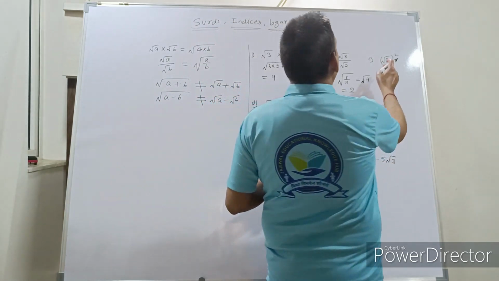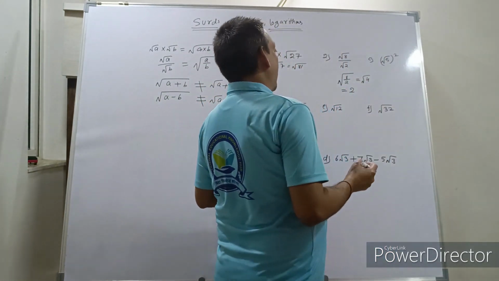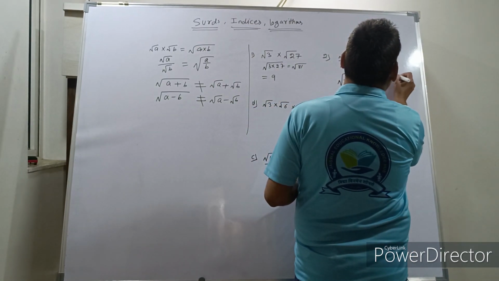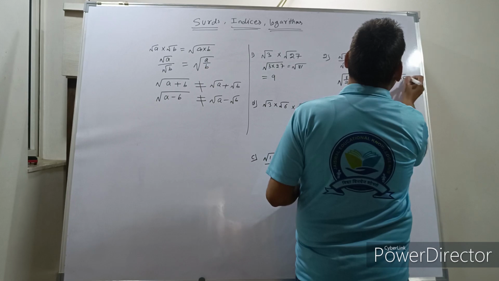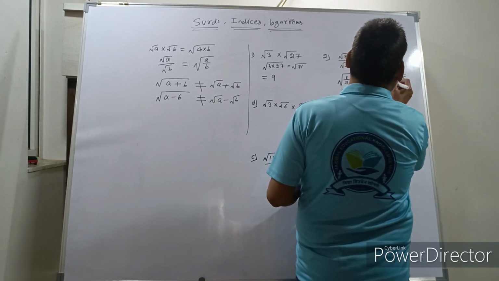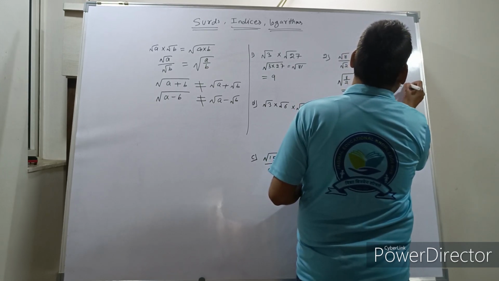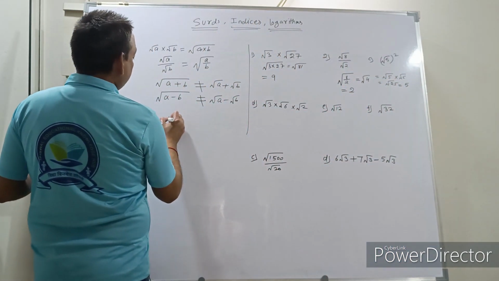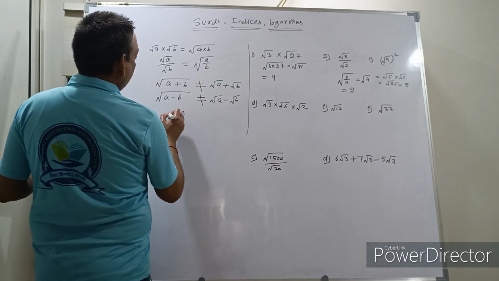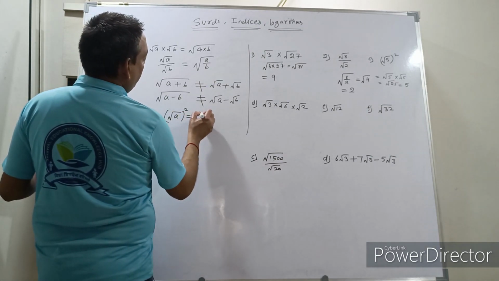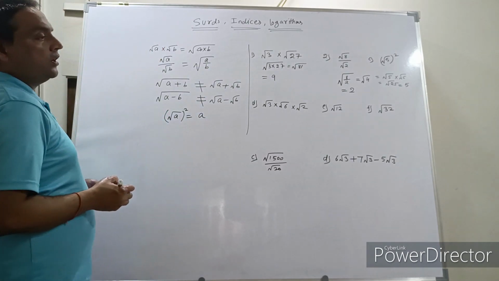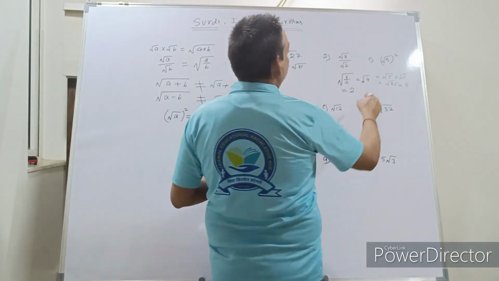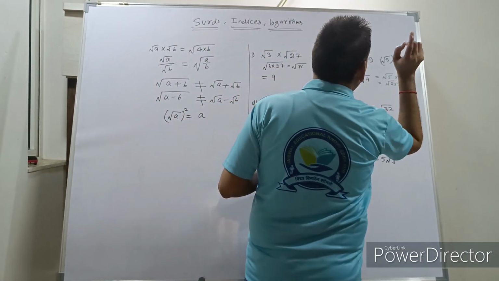Same way we have root 5 raised to 2. So actually if you see here, this is nothing but root 5 multiplied by root 5, which is equal to root 25, and the answer is 5. Or you can write the formula directly: root a the whole square is equal to a, right? So the answer for root of 5 square is equal to 5.